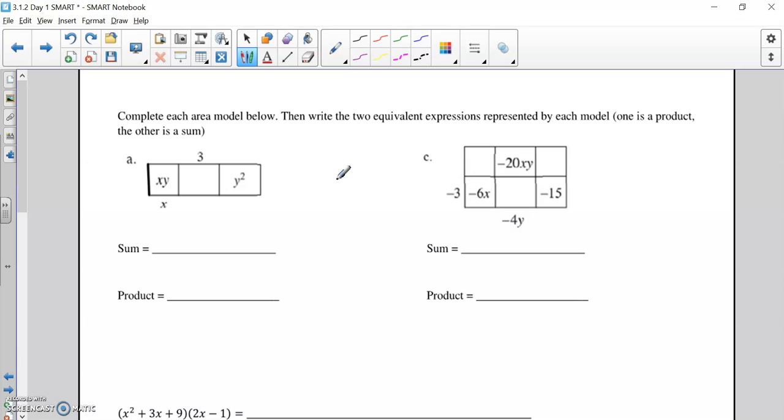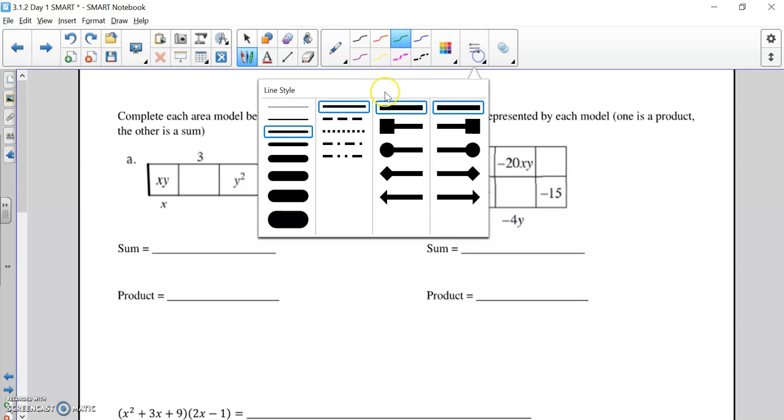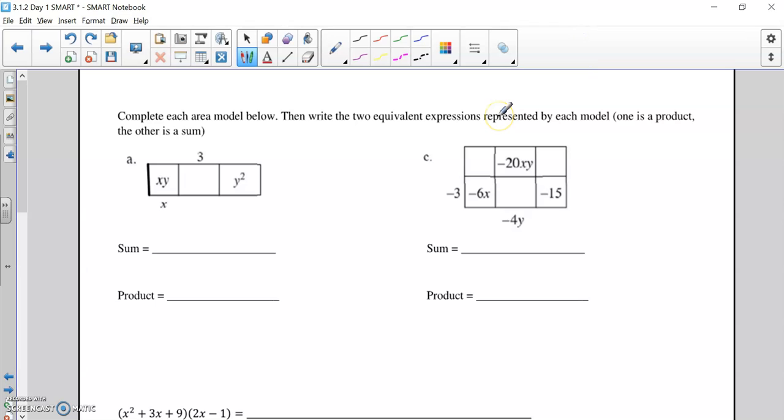All right, so now we're going to try some slightly more challenging area models. Okay, and we're going to find the sum and the product. It's very important that you remember that the sum is when you add the insides of the boxes. And then product is when you multiply what's on the outside of the boxes. Ooh, can't talk. Apparently I can't write either.